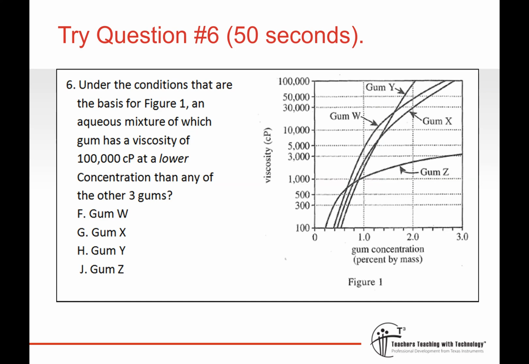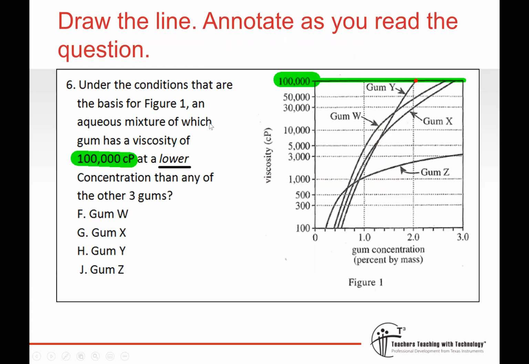Well, I don't know if you're like me, but I had to read this one a couple times. I had a hard time seeing this, because for lower, I was thinking vertical, not horizontal. But at 100,000, there we are. And gum Y has the lowest concentration at 100,000, right? Gum W, heck, gum Z doesn't even get to that level. So yeah, gum Y would be the one.